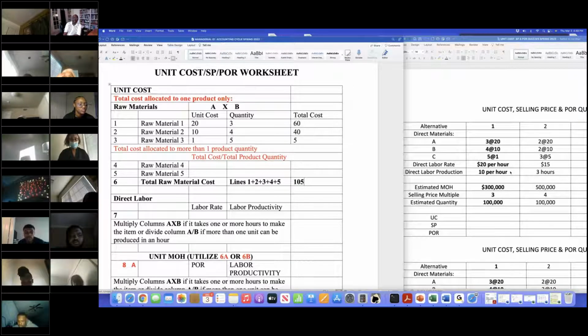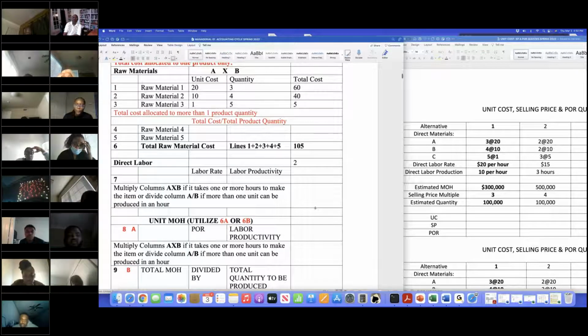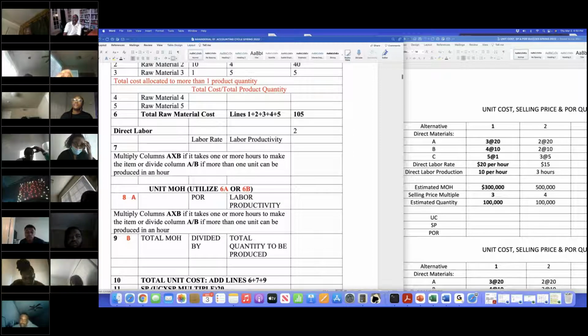You missed that. The labor rate was $20 per hour. And we can make 10 an hour. So if you pay $20 for 10 things, how much does each one cost? $2. Thank you, $2. Where'd you get the 10 from? Right there, production 10 per hour. Direct labor production, 10. Rate, 20. So you're buying 10 hours at $20 an hour. That's two.